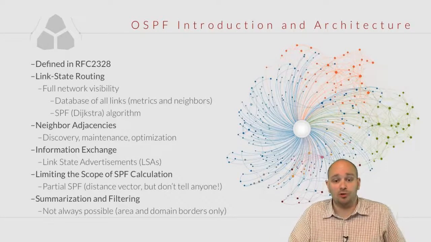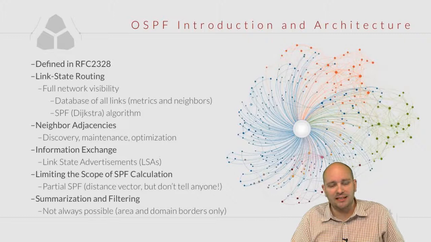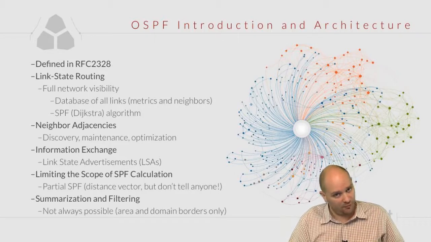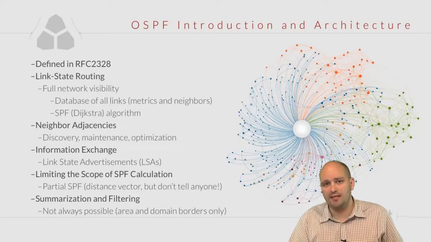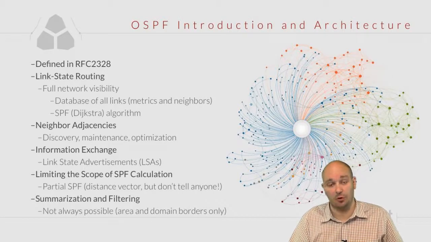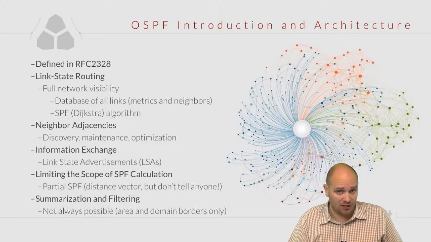And at the end, we are going to talk about summarization and filtering in OSPF. And as we will see, summarization and filtering, unlike other protocols, may not always be possible in OSPF for various reasons. You can summarize and you can filter the routes, but not anywhere in the network. You have to do it at predefined boundary points in our network.